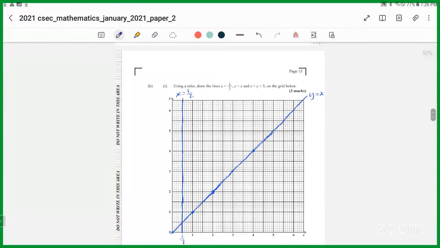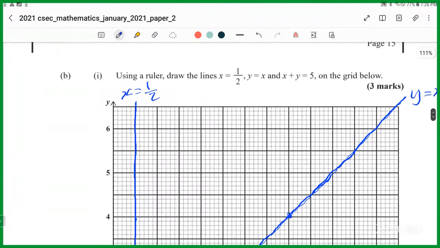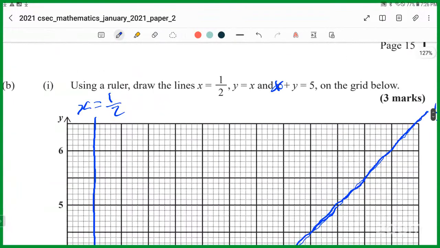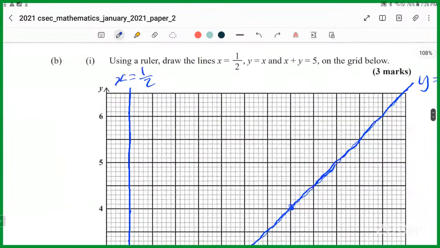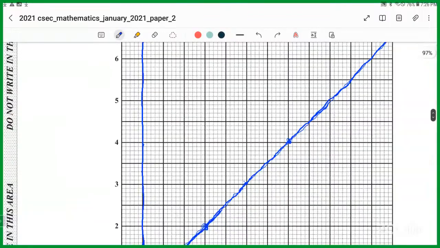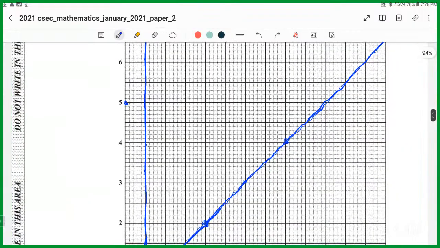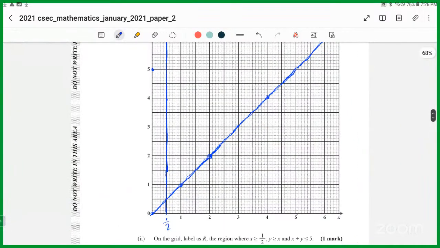Because remember, on the y-axis, the x value is 0. And so you have y equals 5. And on the x-axis, the y value is 0. And so you have x equals 5. So it passes 5 on the y-axis and 5 on the x-axis. It passes through points where the sum of x and y is 5. So it's going to pass through here, and also through here. So for those 2 points, use a ruler and draw a straight line through them.